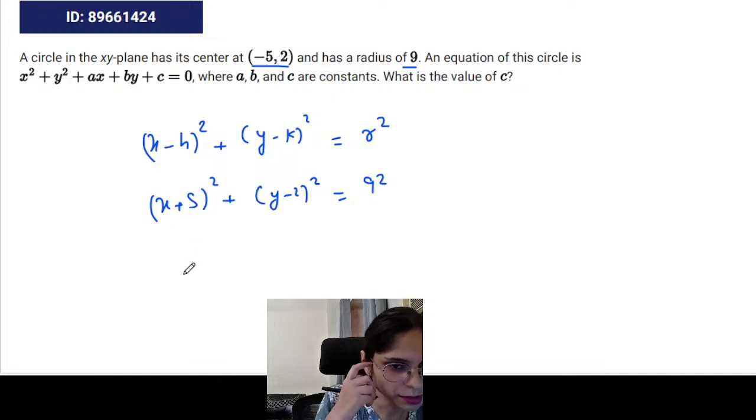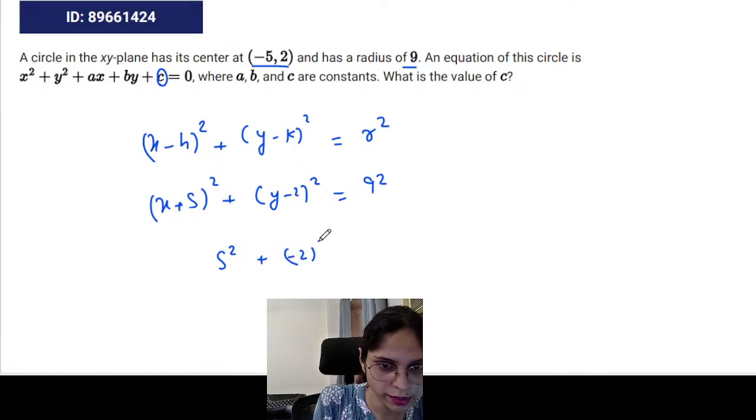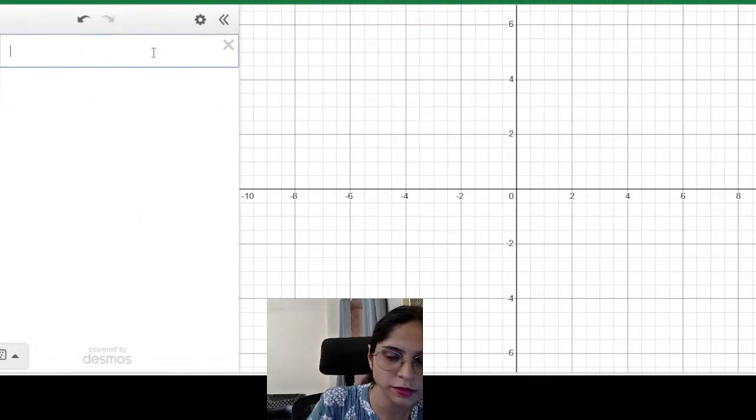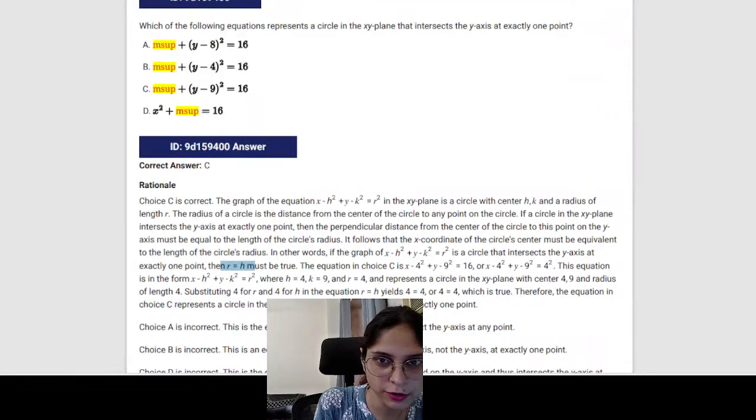Now you just need to open it up. So they want C, right? So C is your constant. So there's a shortcut for that. If they just want C, you just take 5 squared, you just take -2 whole squared, and you bring 9 squared on this side. So it's 25 plus 4 minus 81. 29 minus 81.